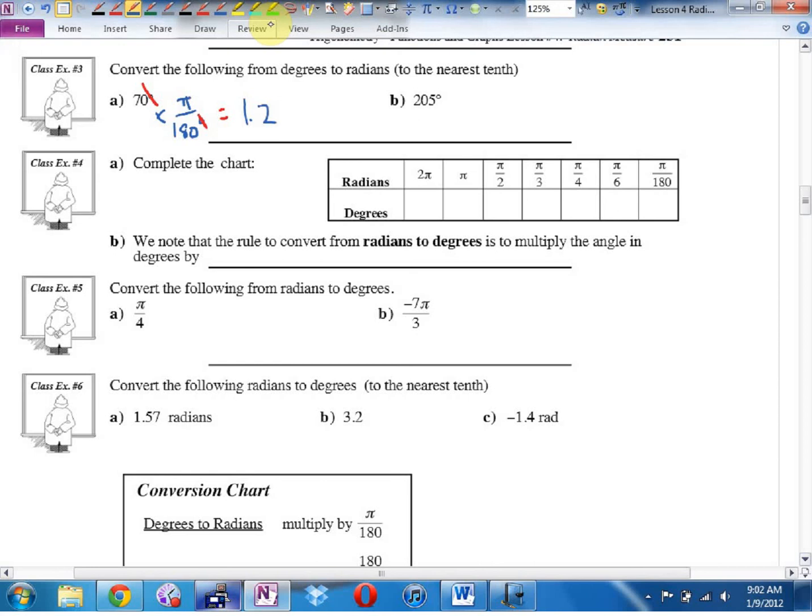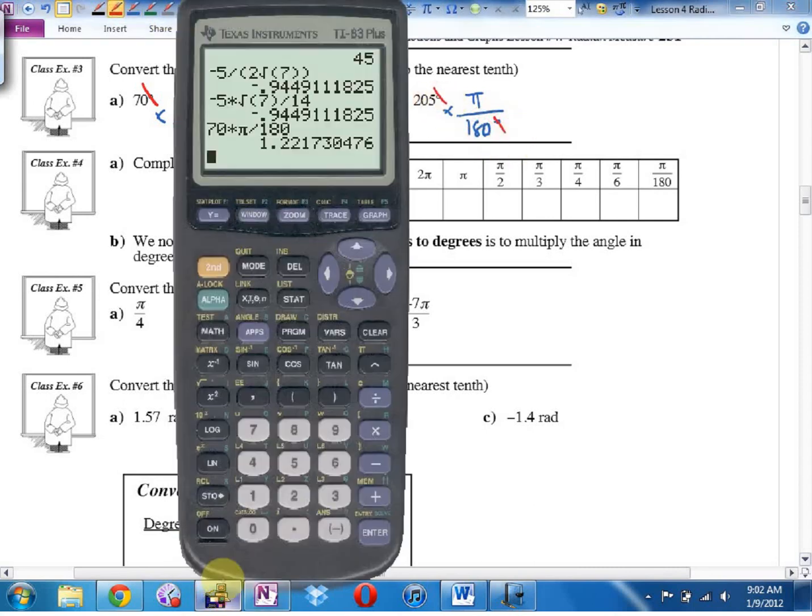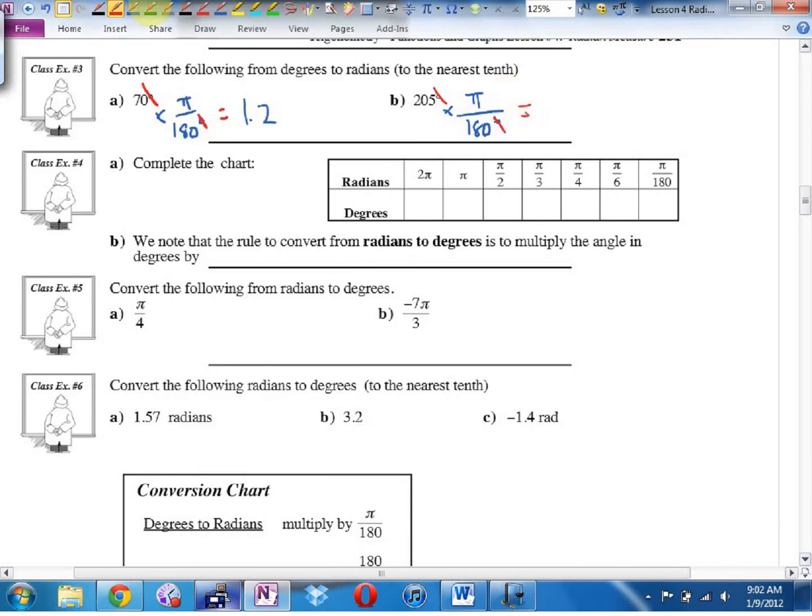205 degrees. Going to multiply by pi over 180 degrees because I want the degrees to cancel. It's going to be 205 pi over 180. Do I need to press times? Oh, I don't need to. I pressed times in the previous one. I guess I don't need to. A little shortcut. 3.6 radians. That's going from degrees to radians.